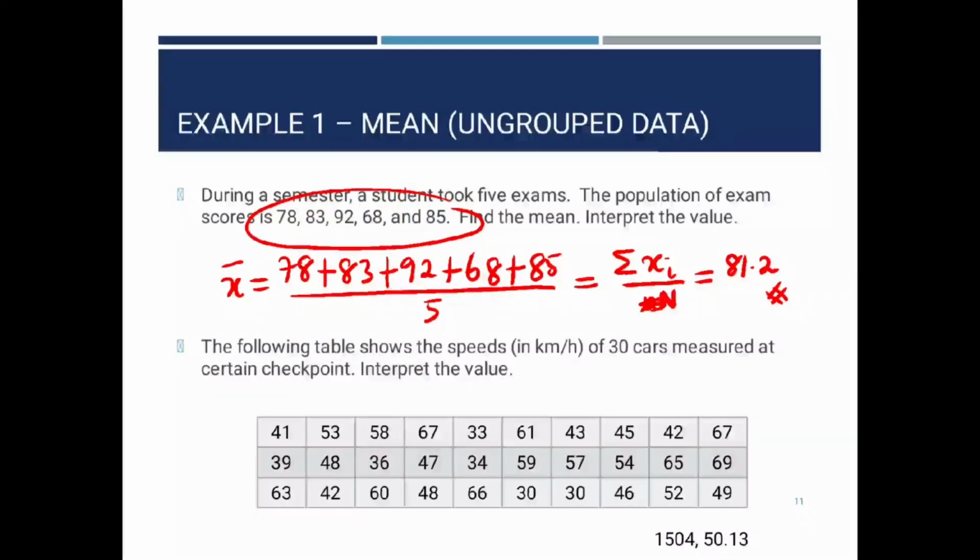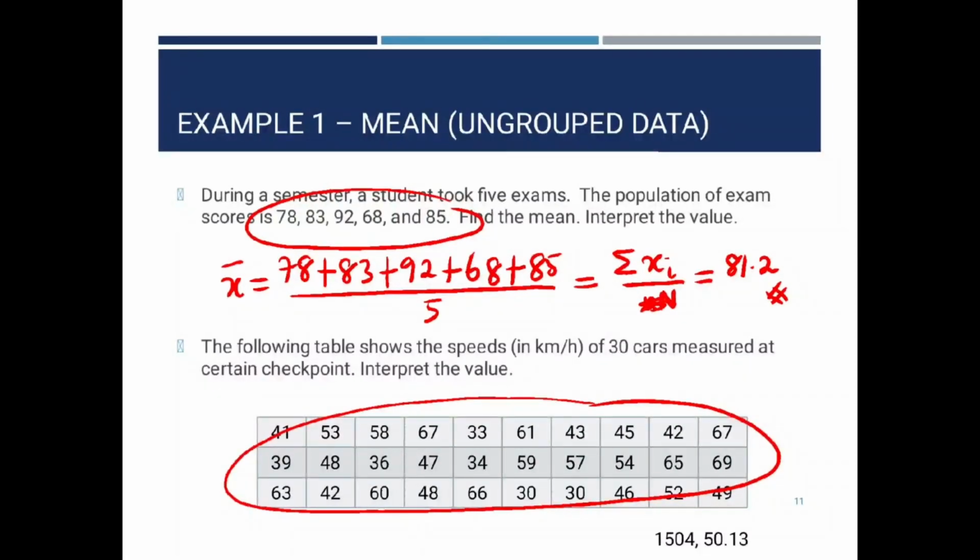Okay, and then the following table shows the speed in kilometers per hour of 30 cars measured at certain checkpoints. Interpret the value. So you will need to add all of these values divided by 30.